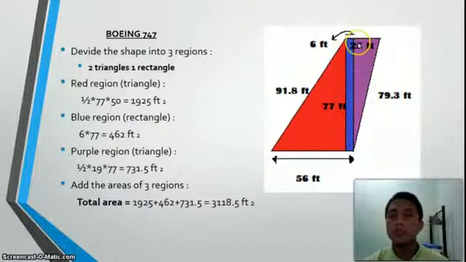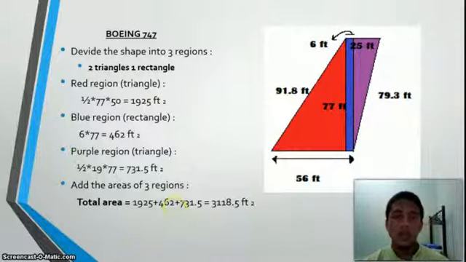And the last triangle, the purple region, use the formula of a triangle: half times base times height. Base is not 25. 25 is from this point to this point, but the base is from this point to this point. So the base of the purple triangle is 25 minus 6, so the base is 19. The base is 19 and the height is 77. So half times 19 times 77, you'll get this answer, 731.5 feet squared.